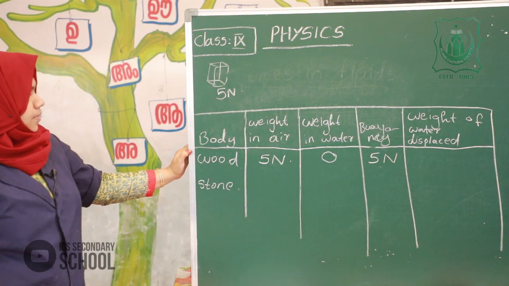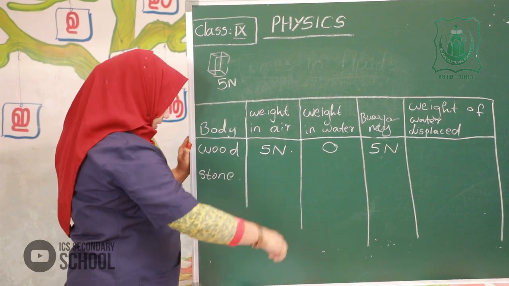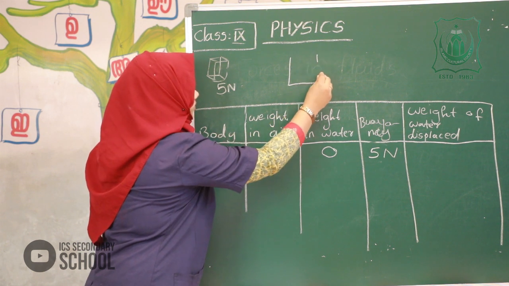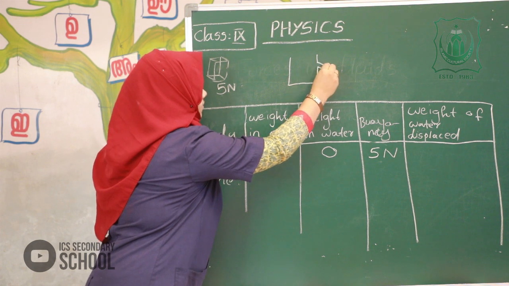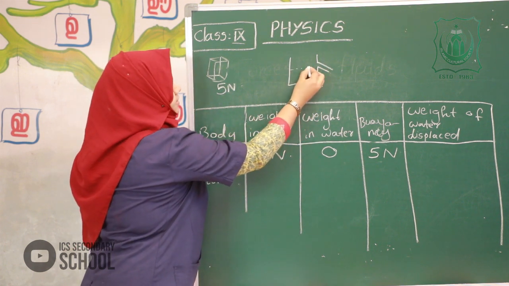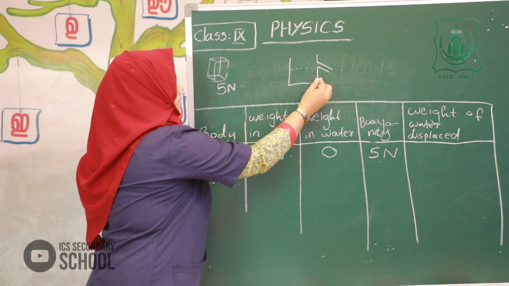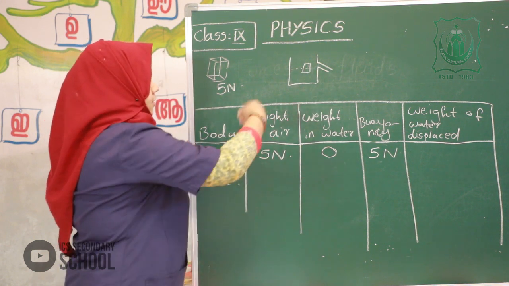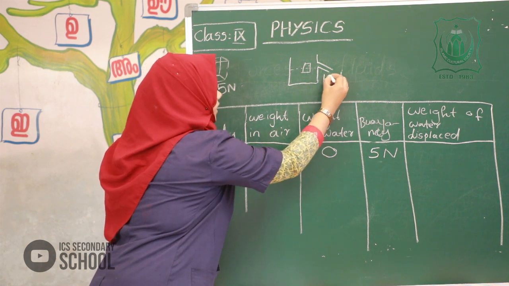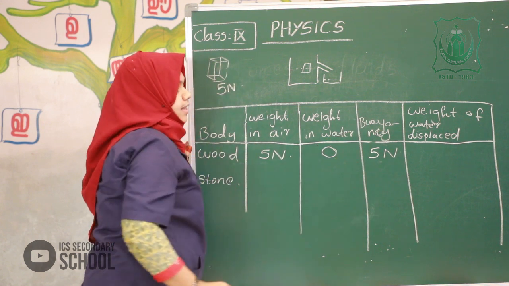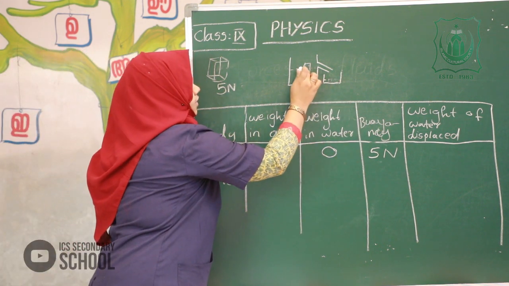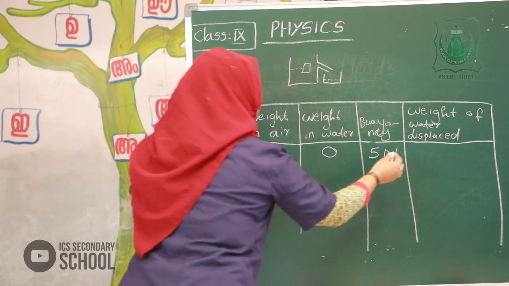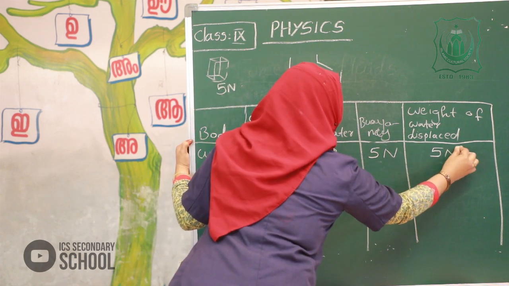Yes, 5 minus 0, 5. Then I put this wood into this overflowing jar. When I place this wood piece into the overflowing jar, water flows out and collects in another jar. Then after finding the weight of water displaced, what will we get? Yes, we get 5 Newton.